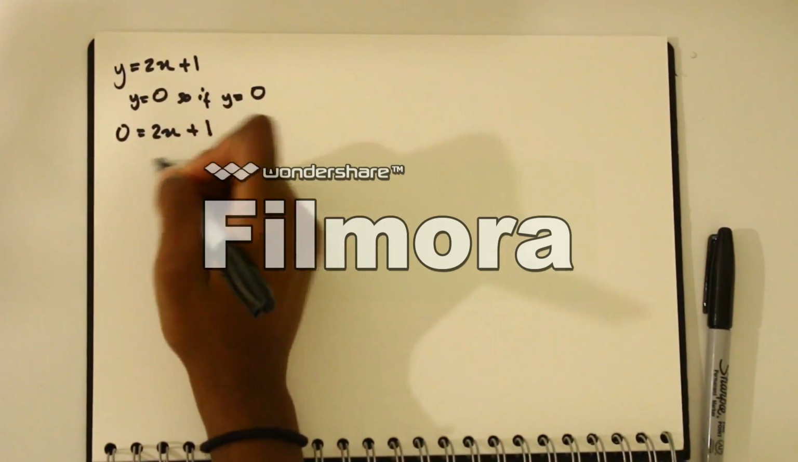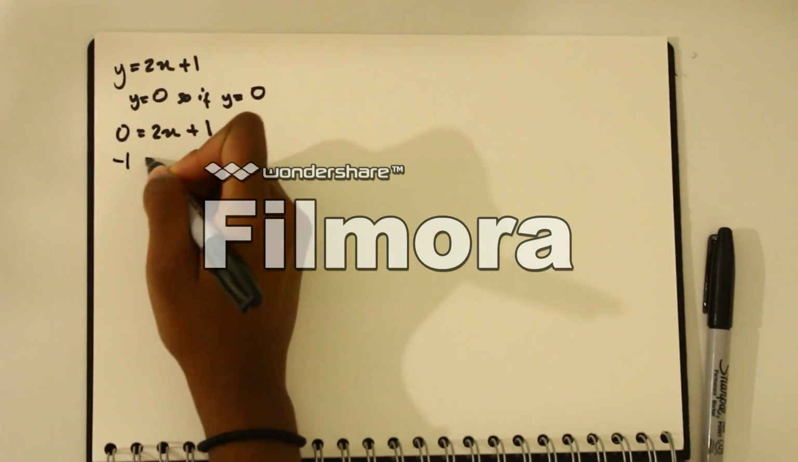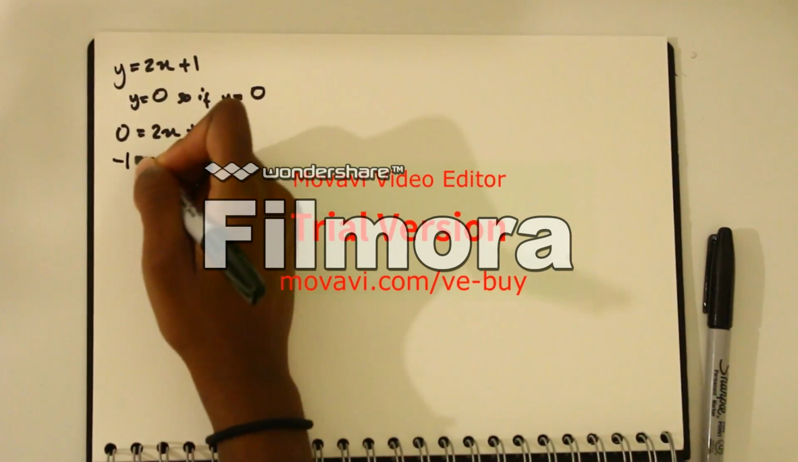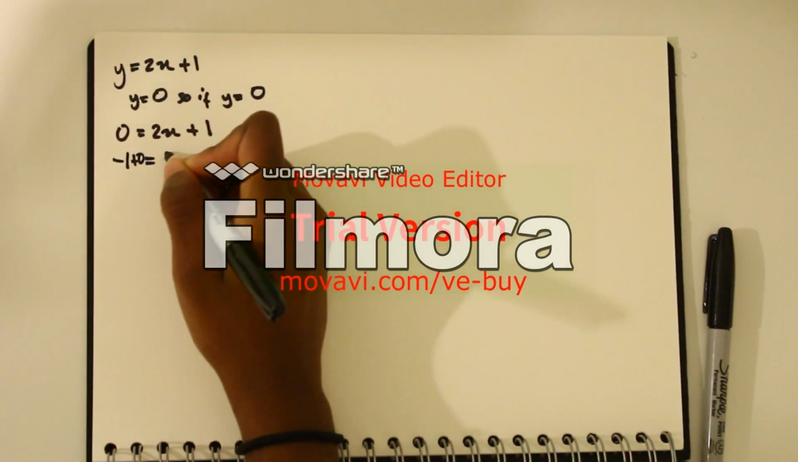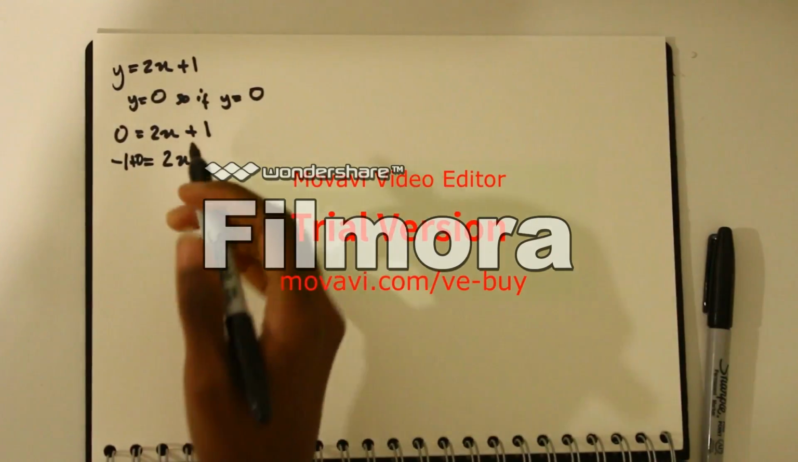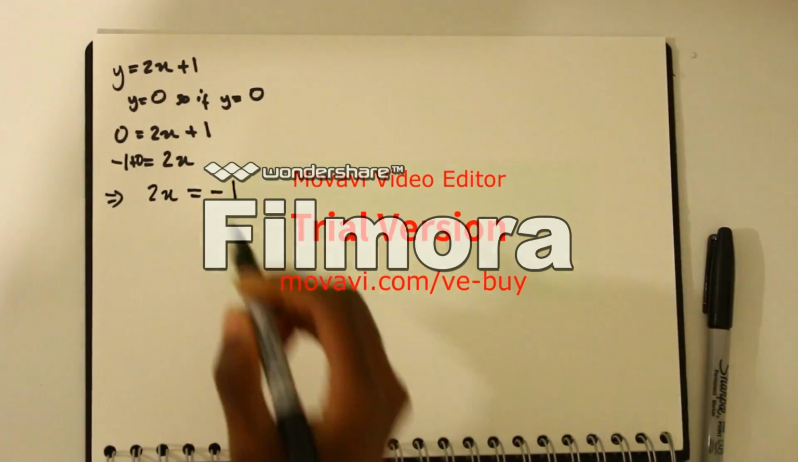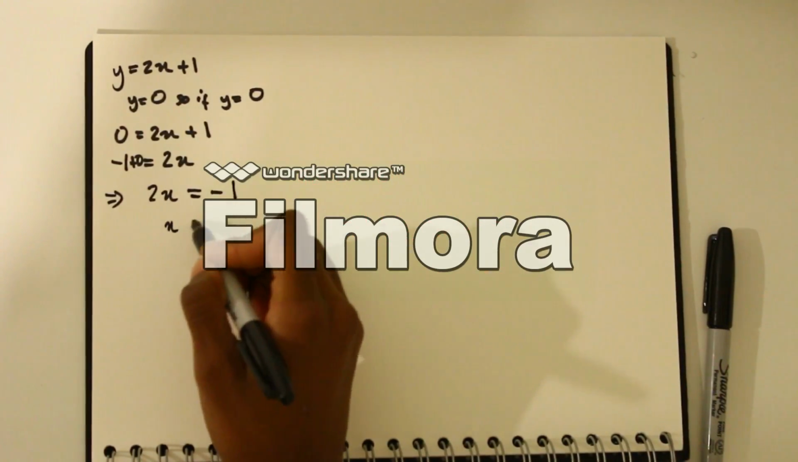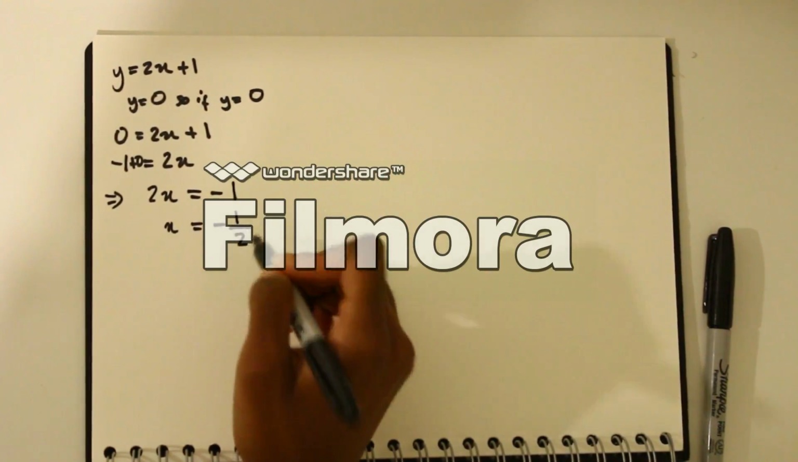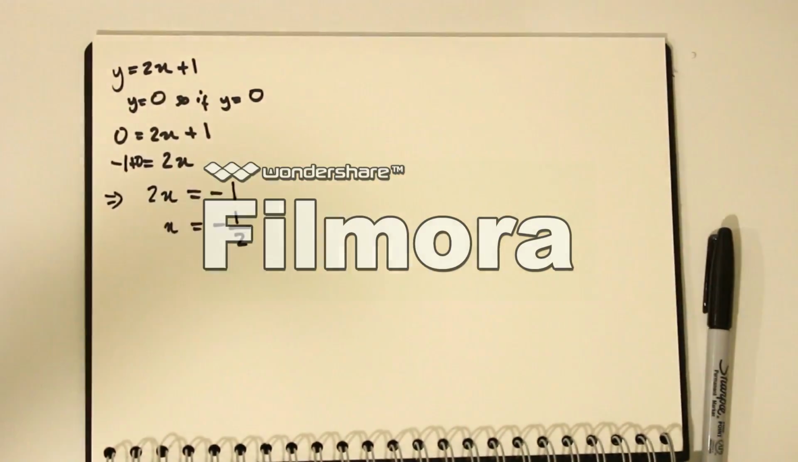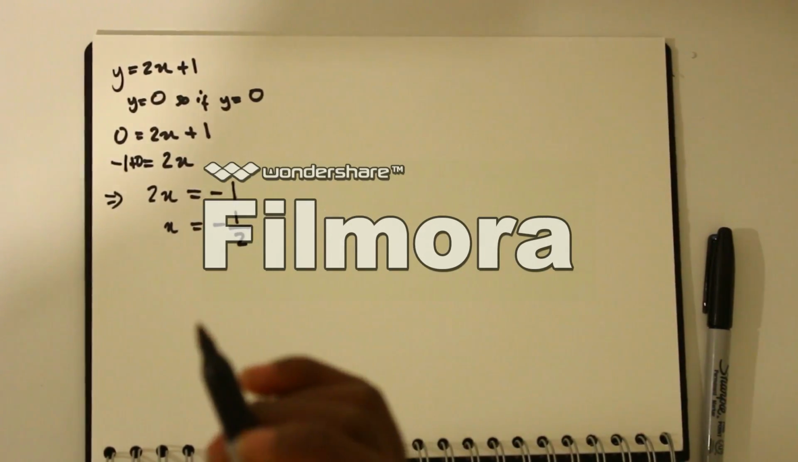meaning that minus 1, because it's flipped to the other side, minus 1 plus the 0 equals 2x, which makes minus 1 equals 2x. Rearrange that to make x the subject, which is minus a half.